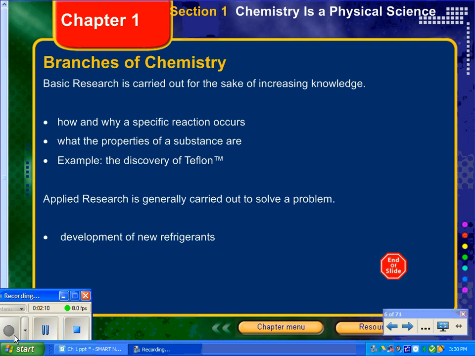We have 2 different types of research. The first type is basic research. This is just to gain knowledge. If you like to study a certain area of chemistry, you're studying it just for yourself. The second type of research is applied research, and this is trying to solve a problem.